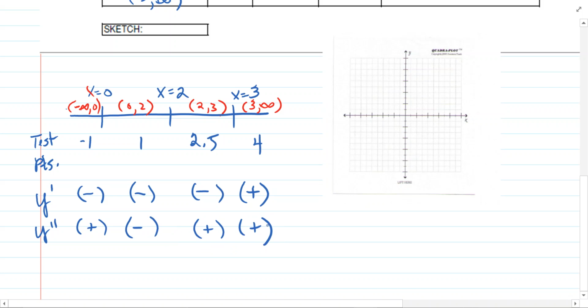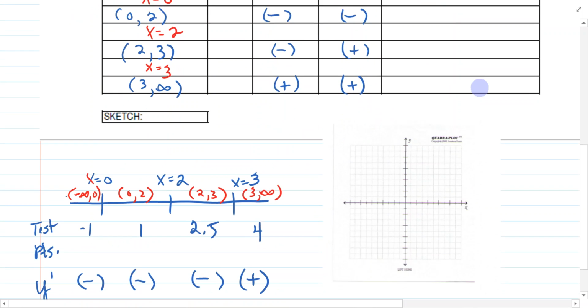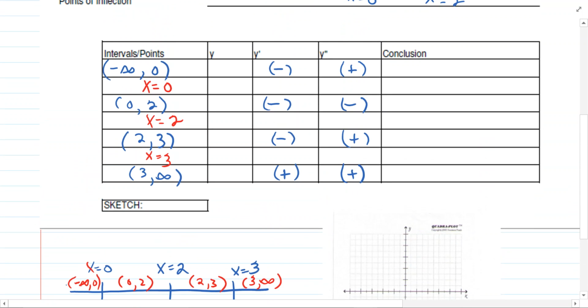Okay, now we're going to transpose that up to our chart, and this row is going to become this column here, and we'll put it where the intervals are. So we had a minus, a minus, a minus, and a plus. And we're putting it for those intervals that we had. And for y double prime, we had plus, minus, plus, plus. So we simply took what we found down here and we transposed it vertically to here.